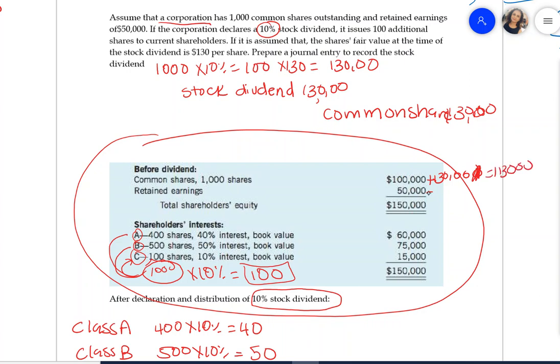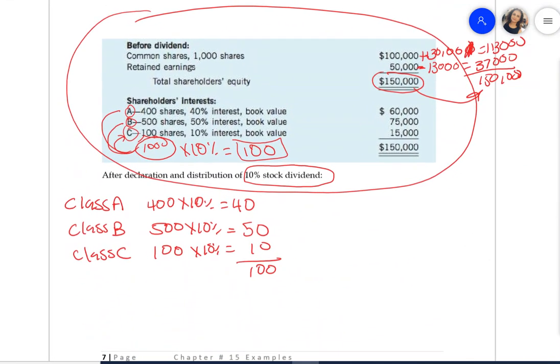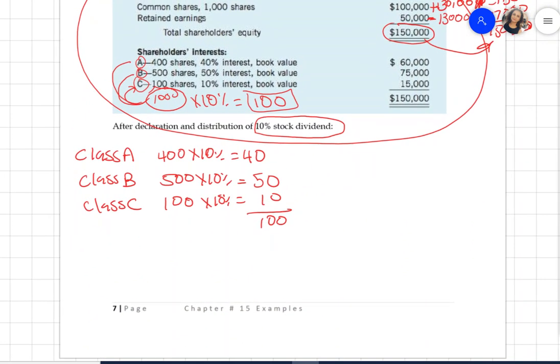Now, of course, the stock dividend gets closed out to the retained earnings. So if it's closed out to the retained earnings, it will be going down. The value of that should be 37,000, which gives me 150,000. So your total shareholders' equity did not change, but your common shares and your retained earnings change. Nothing else changes. The only thing that changes is the shares that we gave to them.